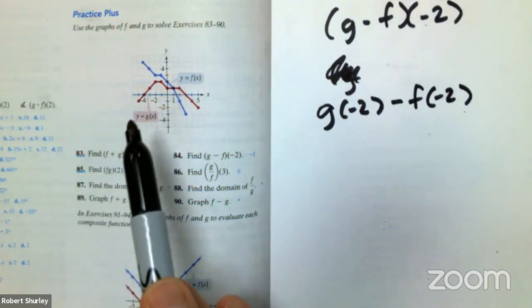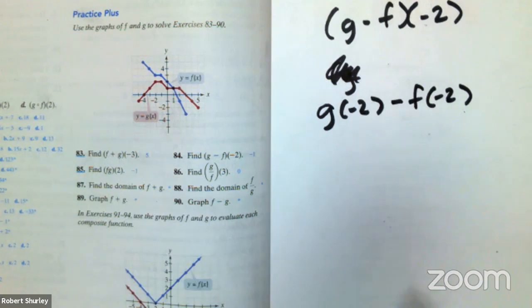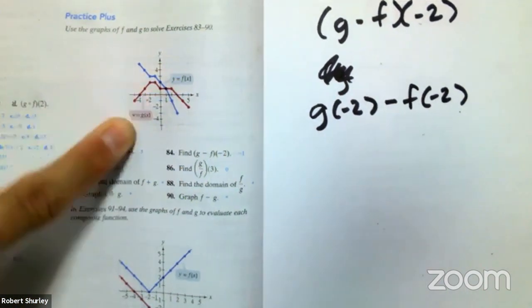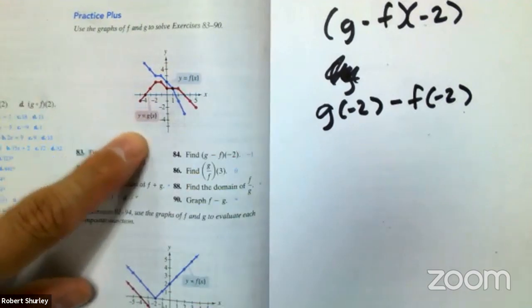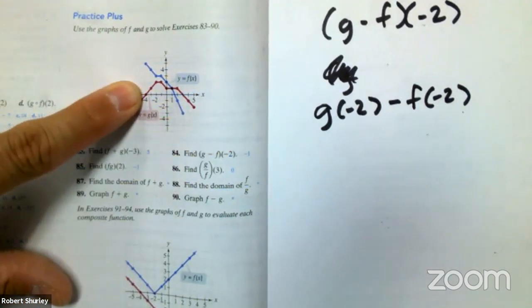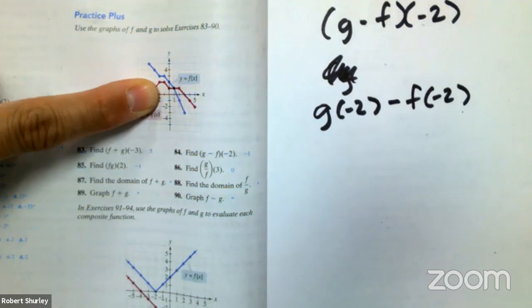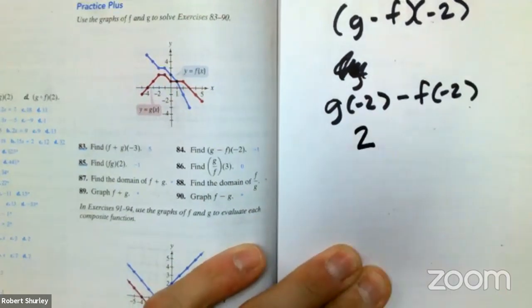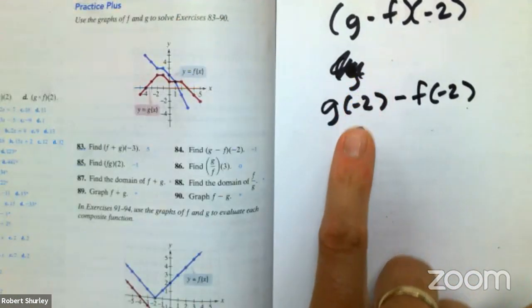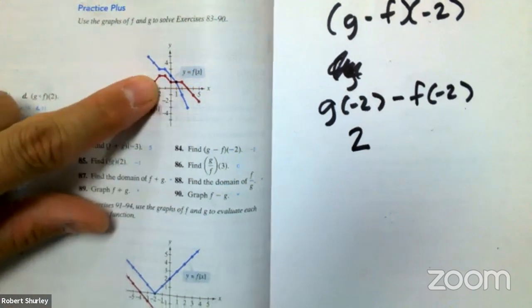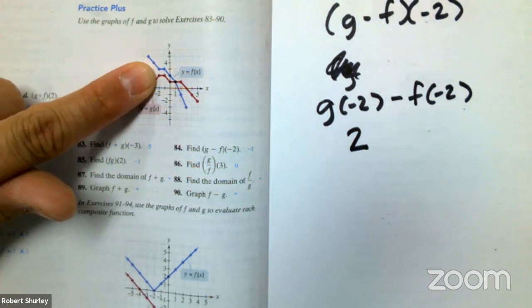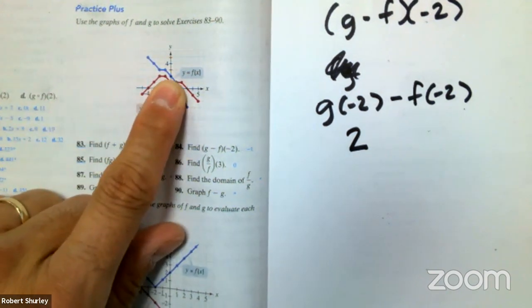But now I've got to look at the graph to figure out g of -2 and f of -2. My x value is -2, right there. The g function is the red one. So if I go to g of -2, the y value is +2. Remember, this is the x value and it pops out the y value. Looking at the red function at -2, the y value is +2.